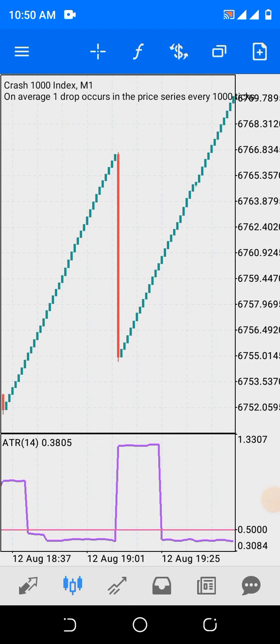This is Crash 1000, 1 minute time frame. Only one indicator is used here.